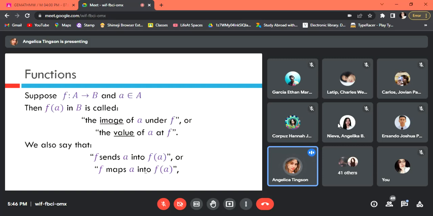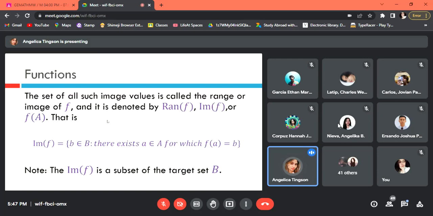So, suppose you have function A into B, or F maps A into B, and A is an element of A, capital A, then function of A. So, function of A in B is called the image of A under F, or the value of A at F. Okay? So, we can also say that F sends A into F of A, or F maps A into F of A. Okay? Minsan, binabasa ko lang siyang function of A, or F of A. Okay? So, ganun lang naman siya binabasa.